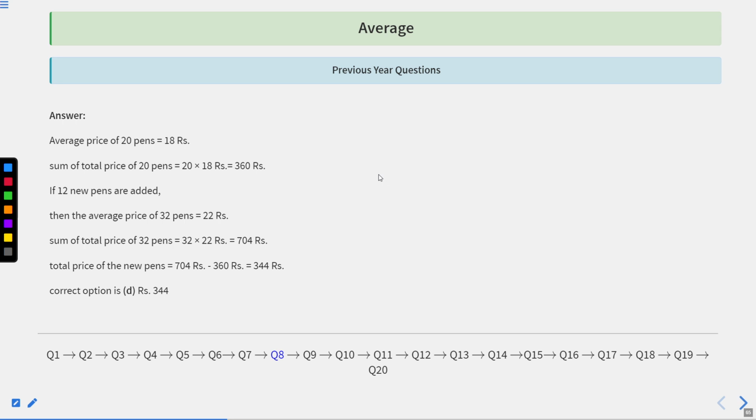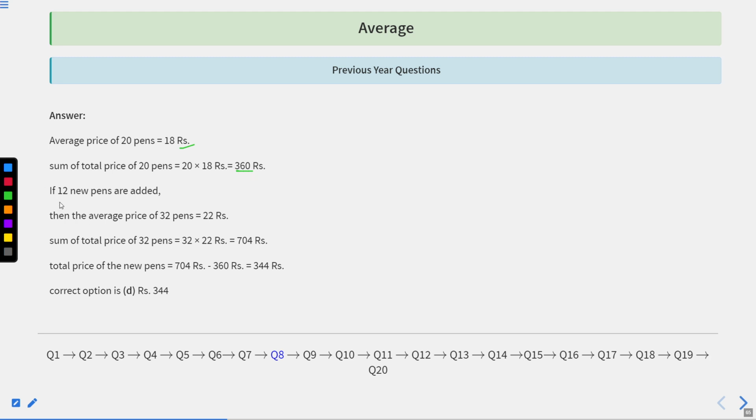So let us see the solution. Average price of 20 pens is equal to 18 rupees. That is already given to us. So the total price of 20 pens is going to be 20 times 18. Okay, so that is 360 rupees. So that means the 20 pens that we have in the collection cost 360 rupees. That means if you want to buy those 20 pens, then you have to pay me 360 rupees.